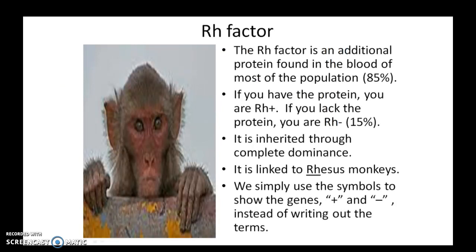You also have the RH factor on blood. This is an additional protein found in the blood of most of the population. About 85% of the population has this protein. If you have the protein, you are Rh positive. If you lack it, you are Rh negative. It is inherited through complete dominance, so just like worksheet 1 and 2. It is actually linked to rhesus monkeys, hence the Rh in rhesus, the Rh factor. And we'll simply use the symbols plus and minus instead of writing out the terms.